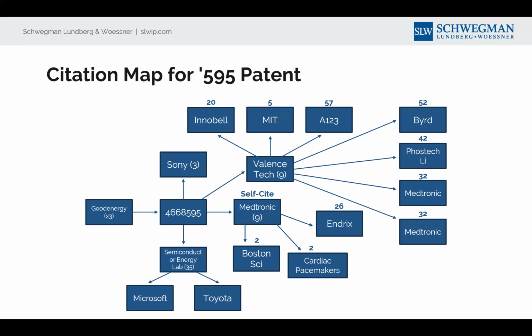Now for the second generation, I took a look at the 35 semiconductor energy patents that cited 595, and I saw that Microsoft and Toyota both stood out as citing multiple patents in this group of 35. So Microsoft and Toyota don't necessarily directly cite 595, but they cite one or more patents in the semiconductor energy group. And similarly for the next generation out.